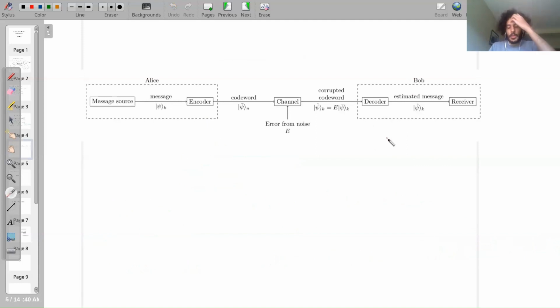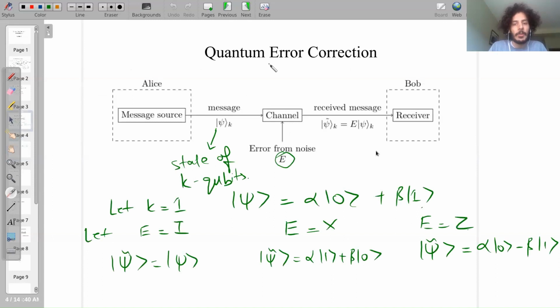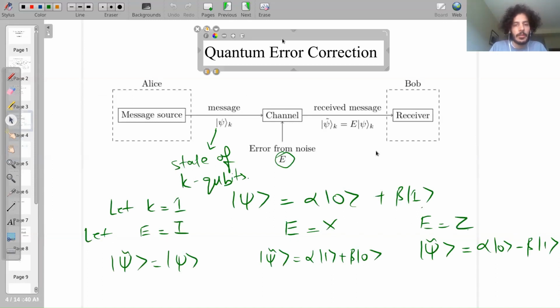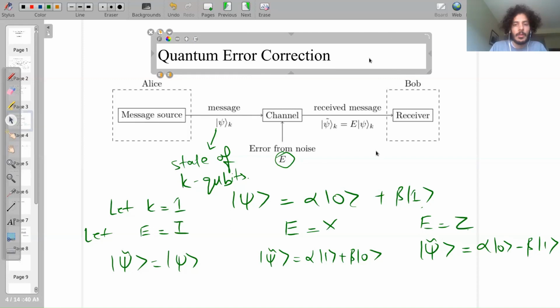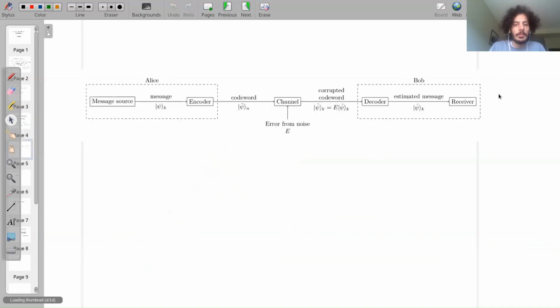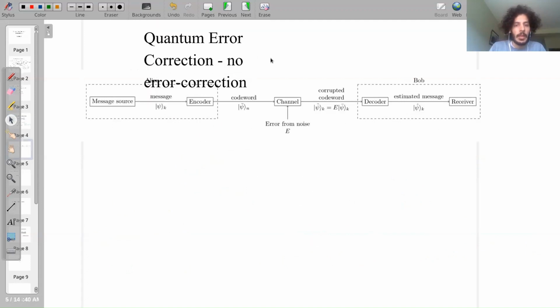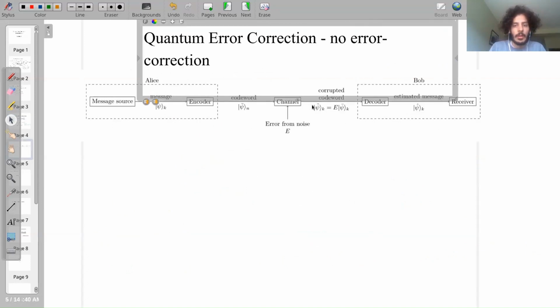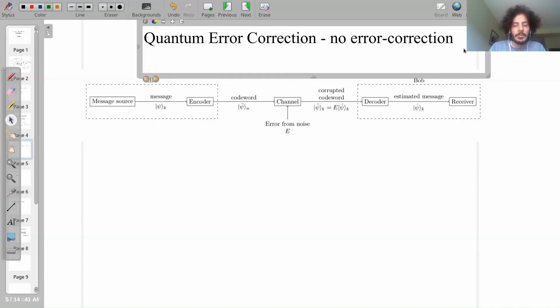I'll continue. So now, what we did here was the no error correction scenario. And now when we go here, we will say we are actually applying some sort of error correction.